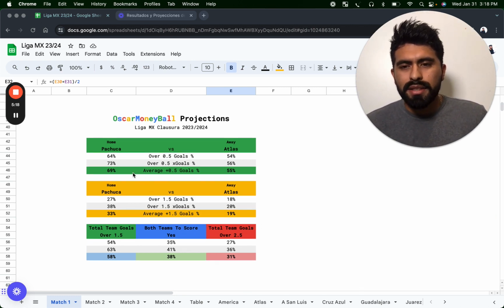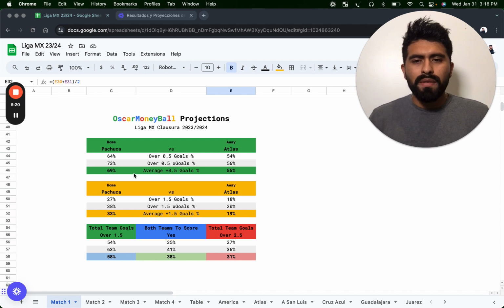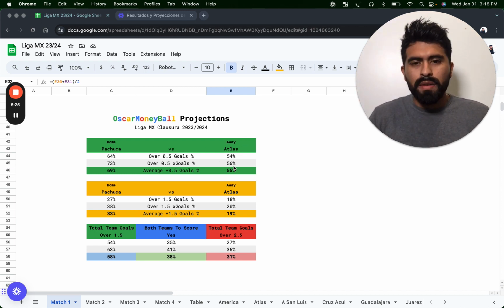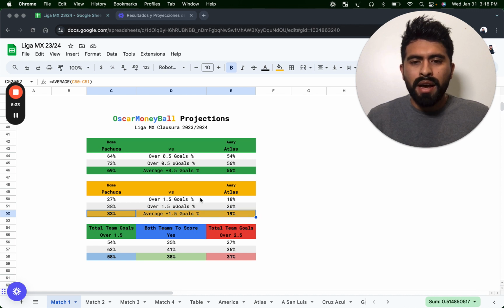I included this here. So over 0.5 goals for Pachuca is at 69%. Over 0.5 goals for Atlas is at 55%. Here you can see a dramatic change in percentage as we go to over 1.5 goals for Pachuca. They drop down to 33%. Meanwhile, Atlas drops down to 19% to go over 1.5 goals.